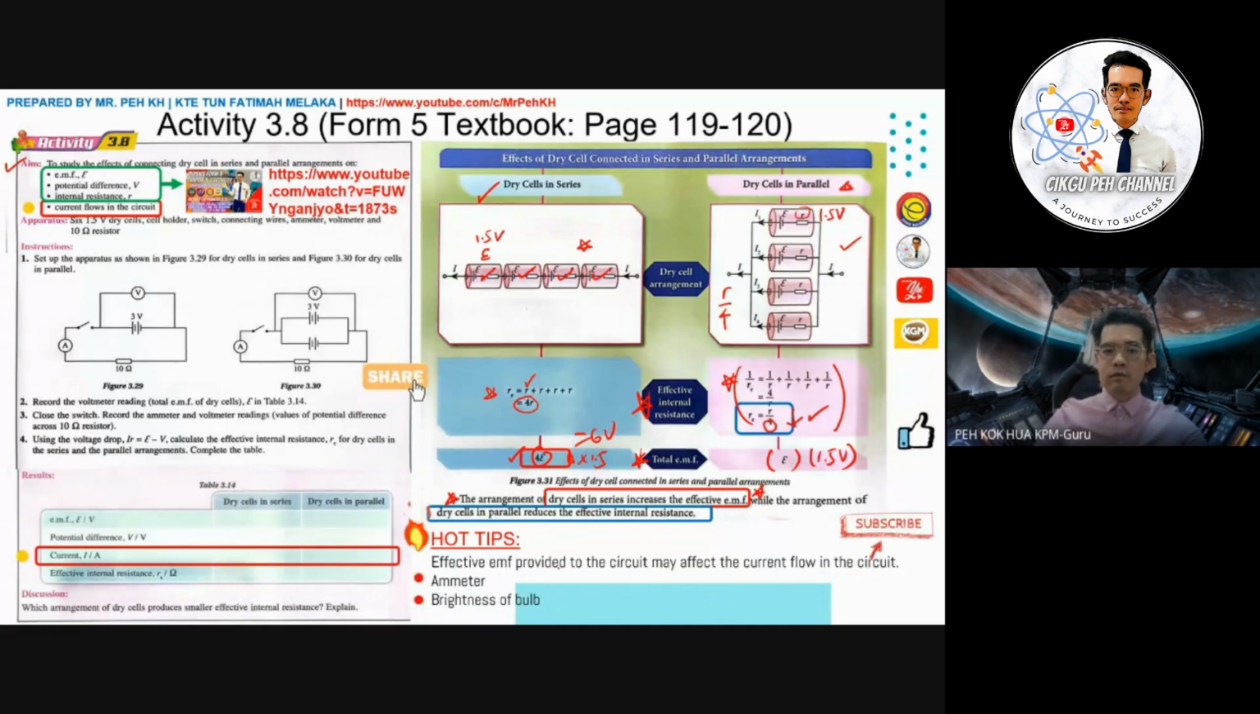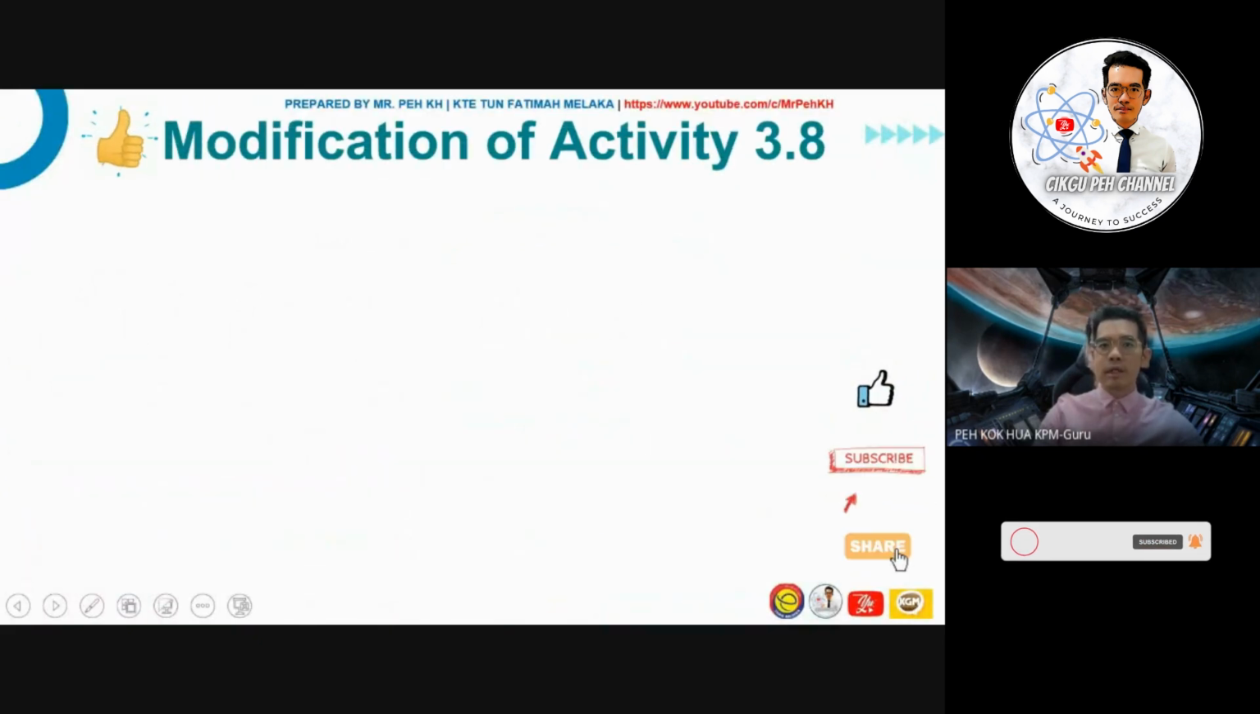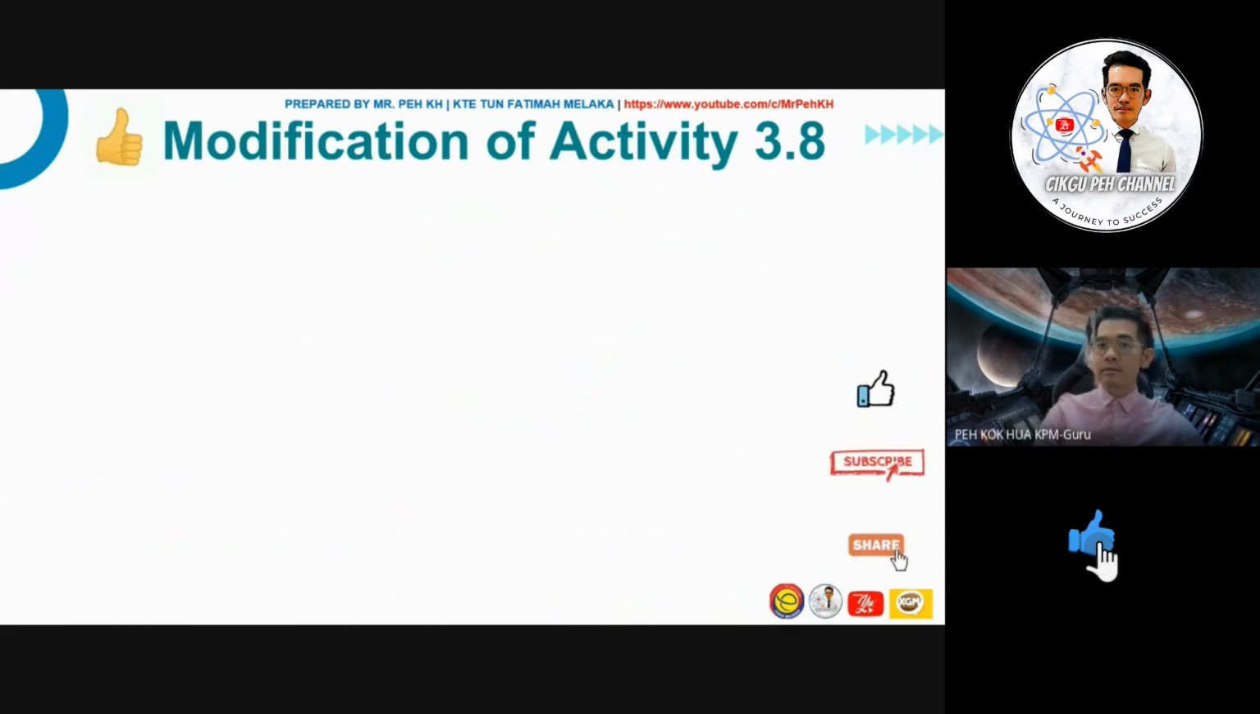In this video, the corresponding variable will be only the observation of the brightness of the bulb, because the ammeter is not provided in the apparatus checklist for this video, which is different from sample question number 1 that we discussed previously. So this is what I want to emphasize: the experiment we are going to discuss in this video will only observe the brightness of the bulb. Now let's discuss what modification I already made for this video.